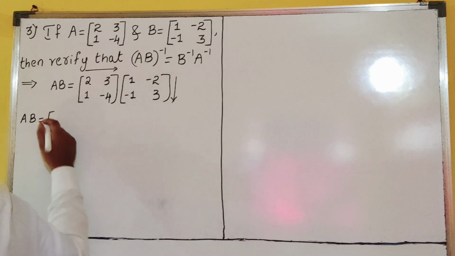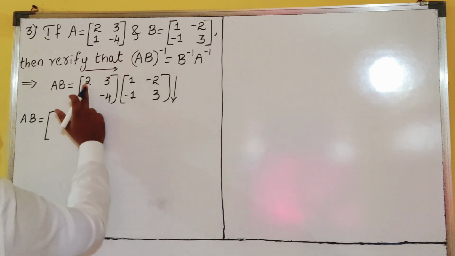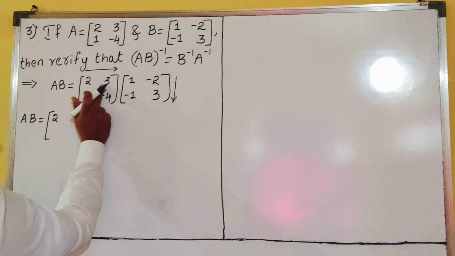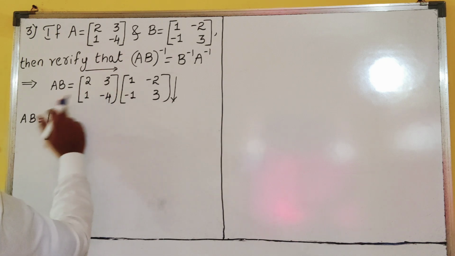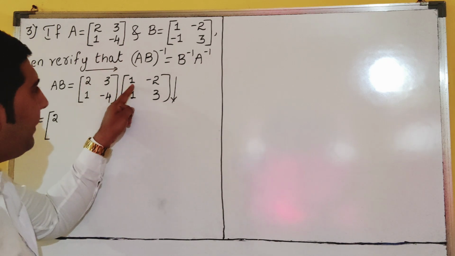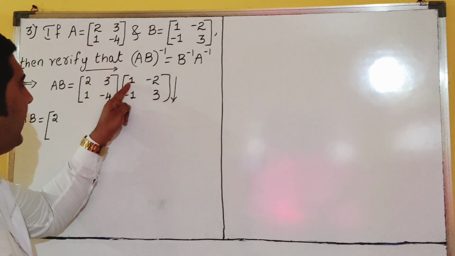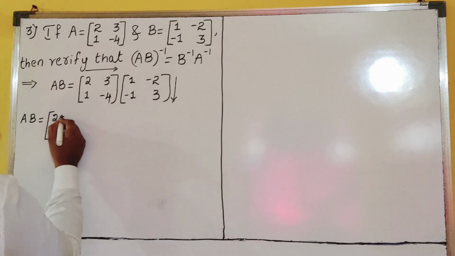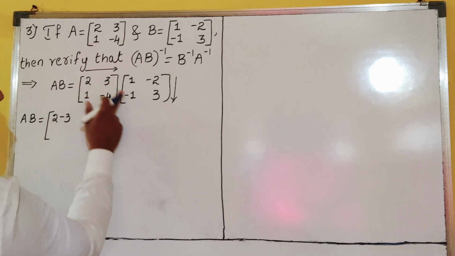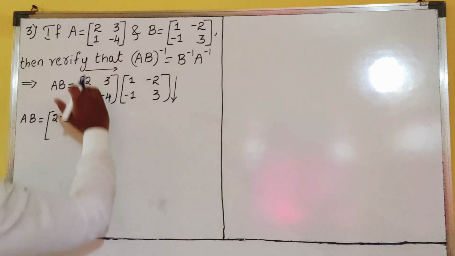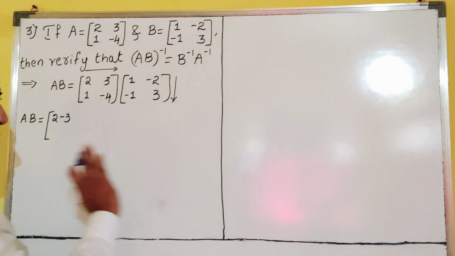First row, first column you multiply. First row, first column: 2 into 1 is 2. Second element to second element you have to multiply. See here, first row, first column you are multiplying. First element to first you have multiplied: 2 ones are 2. Now 3 into minus 1, that is minus 3. Second element to second element, 3 into minus 1 is minus 3. So now first row, first column is over.